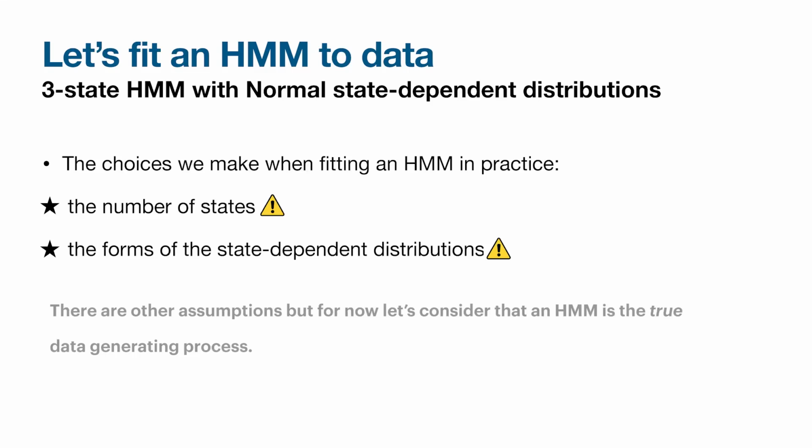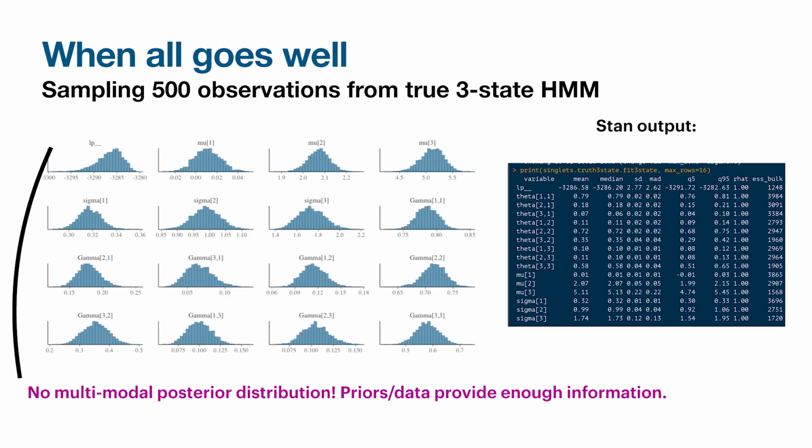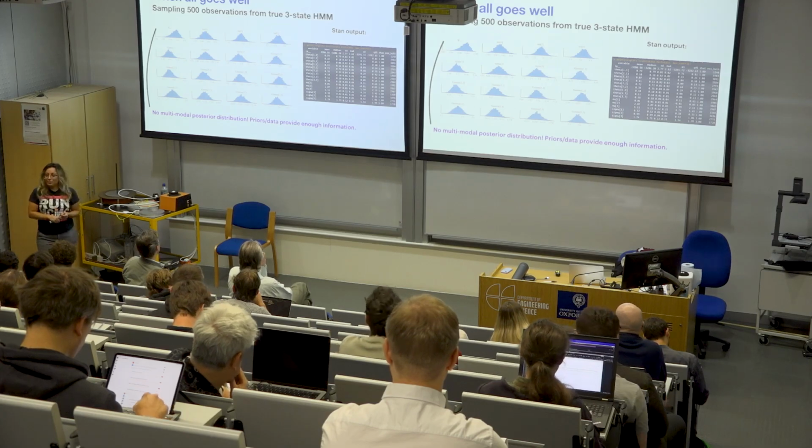And so the choices we make when fitting an HMM in practice: you can fix the number of states, and you can select the forms of the state-dependent distributions. So I thought, well, okay, I get these multiple modes, and people talk about HMMs having local modes all the time in all their papers. And I started to try and understand, well, is this just what happens all the time? Even if it's correctly specified, I have enough data, my parameters are estimable, I pick reasonable priors, am I always going to end up with local modes?